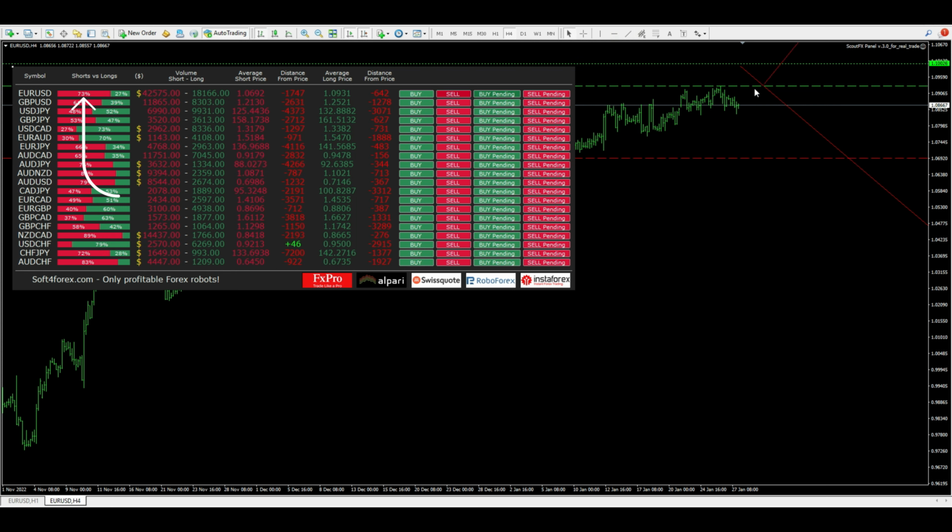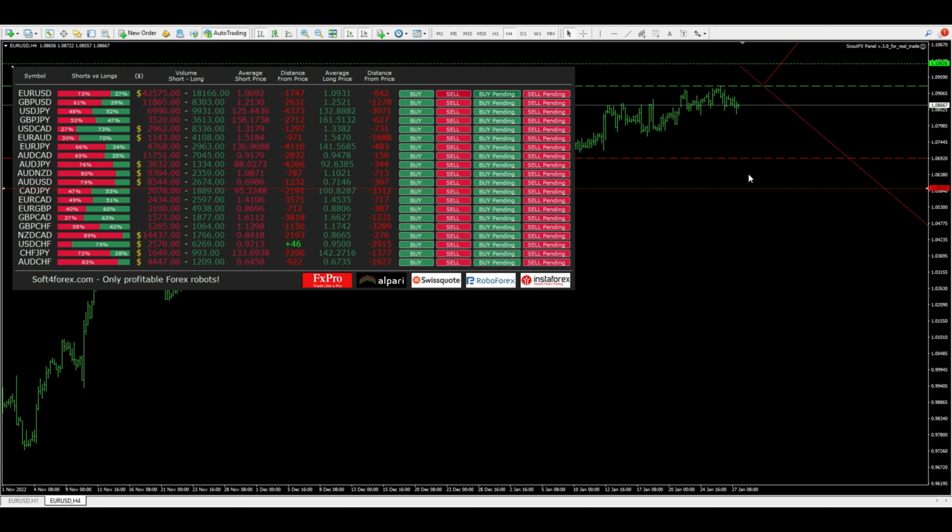Now consider an example of entering the market to sell the euro against the US dollar. We see that the market price is above the level of accumulation of sell positions. Accordingly, when you click on the sell pending button, a pending order for the sell stop breakout will open.